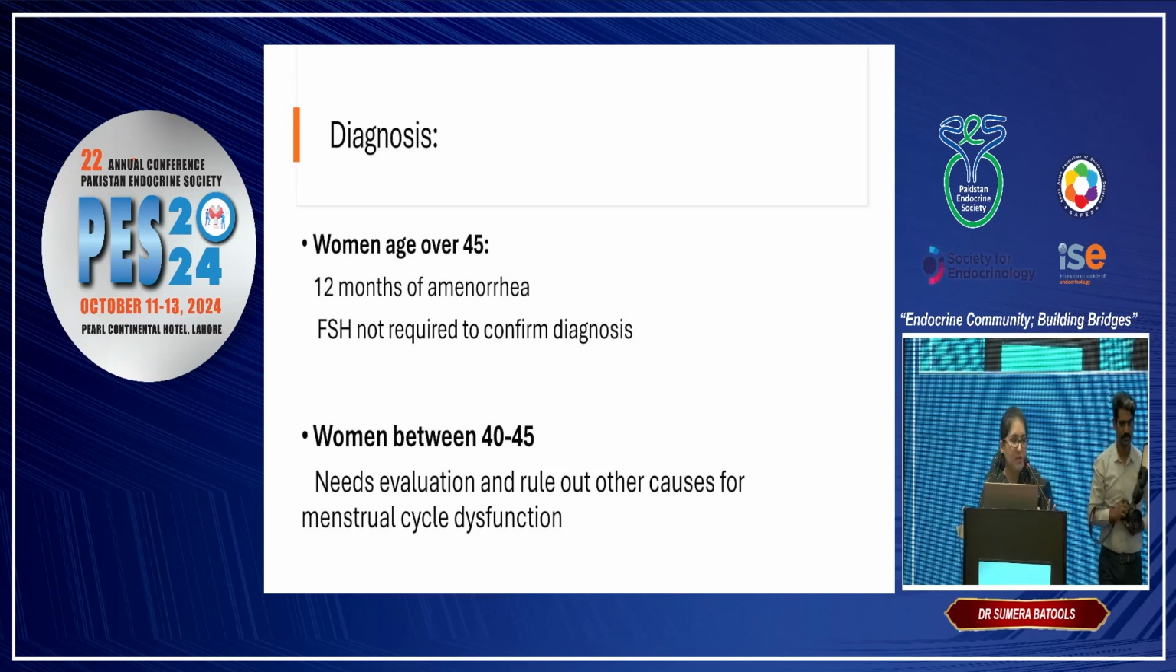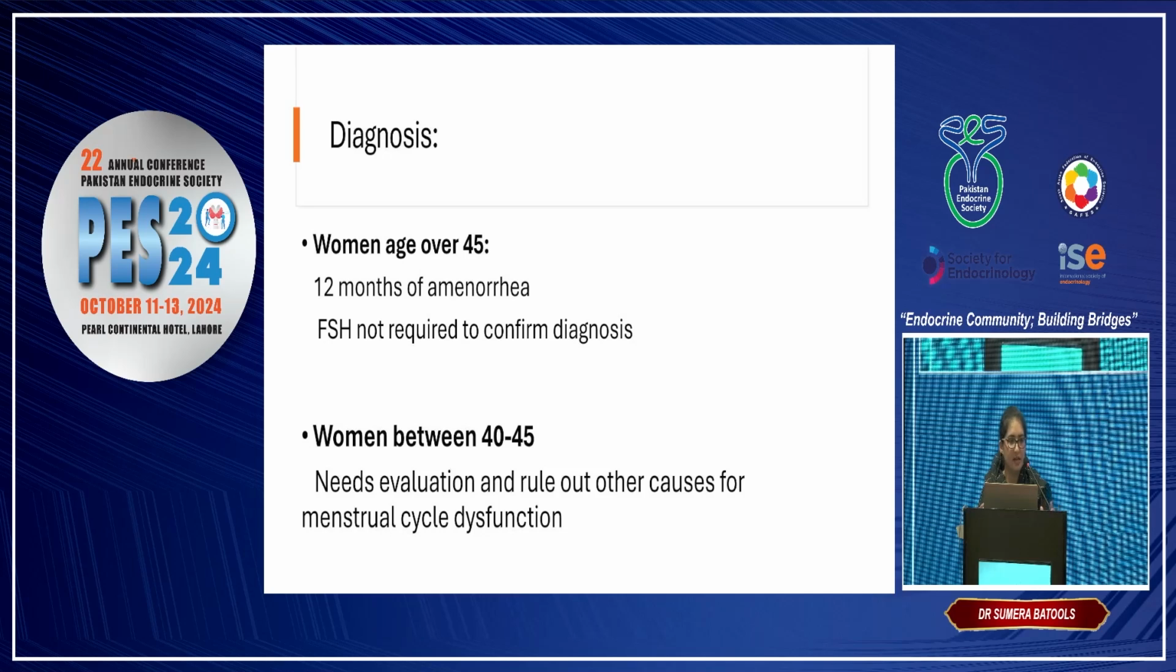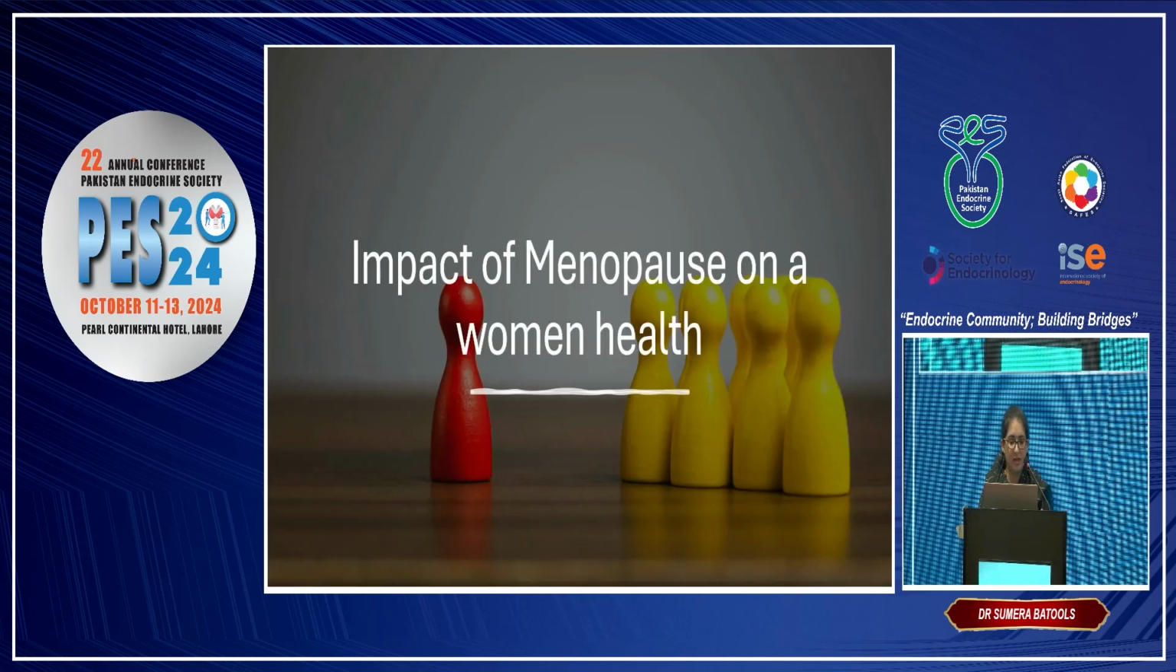If the woman presents after the age of 45 with cessation of menstruation, we can reliably make the diagnosis on clinical grounds that she has entered into the menopause. FSH is not always required to make the diagnosis. But if a young woman presents with amenorrhea, we need to rule out the other causes of menstrual irregularities, and we do the relevant workup and FSH level to make the diagnosis.